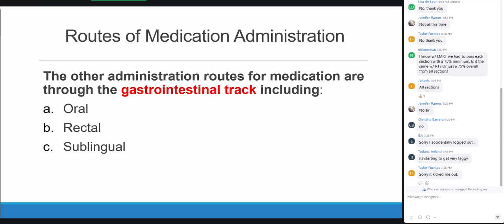And you would think that because oral involves going through the mouth, that sublingual would count as an oral. The difference between an oral and a sublingual medication is the oral is absorbed by the lining in the stomach or the intestines. The sublingual is absorbed by the cells underneath the tongue. So the medication works faster underneath the tongue than it would if the patient swallowed it.